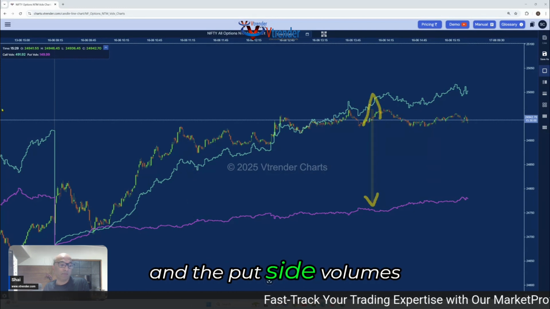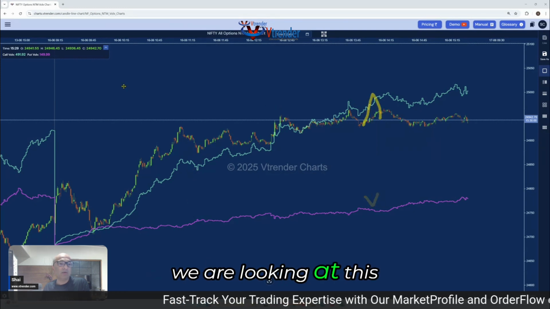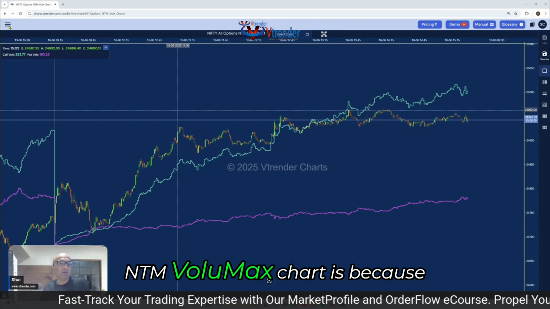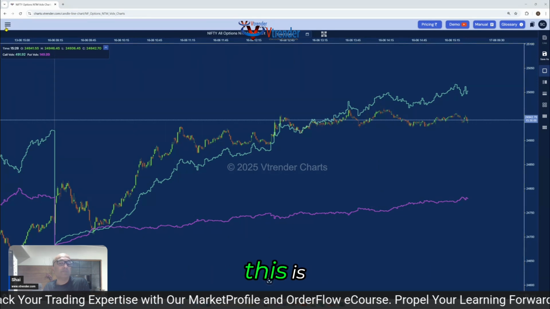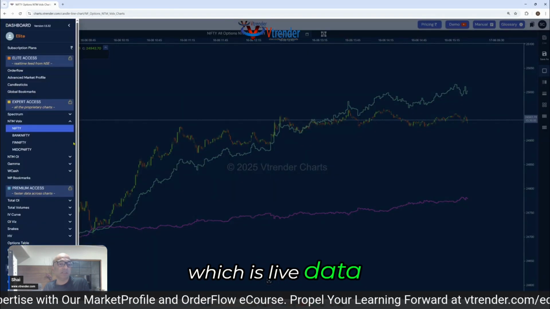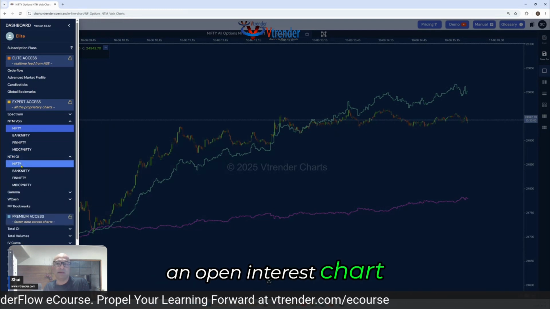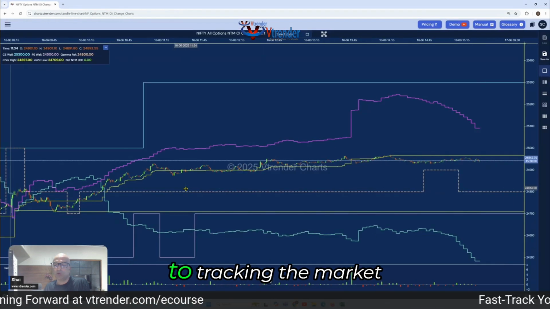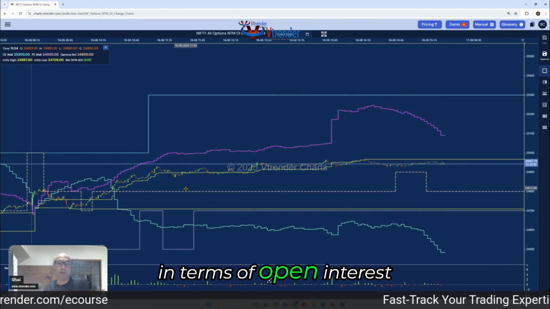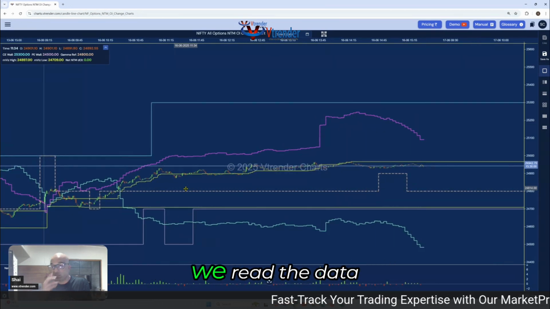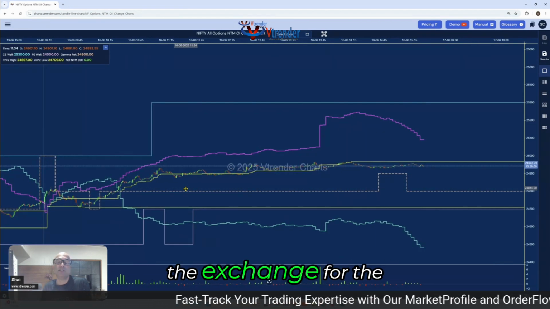A sideways market would not have this kind of divergence between the call side volumes and the put side volumes. The reason we are looking at this NTM volume X chart is because this is live data. We have the same concept running on an open interest chart, and most of you are used to tracking the market in terms of open interest.